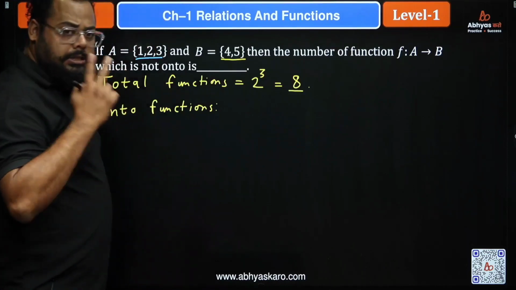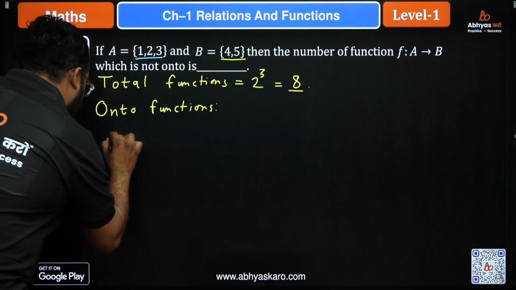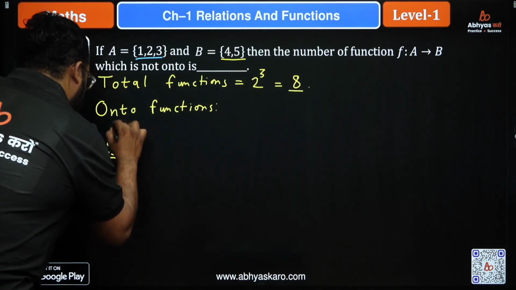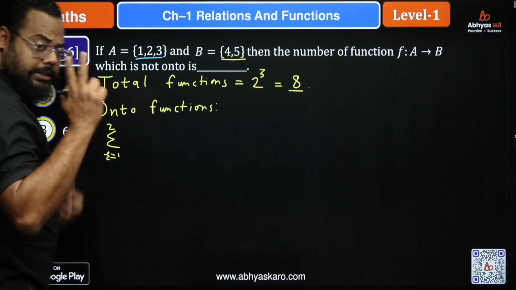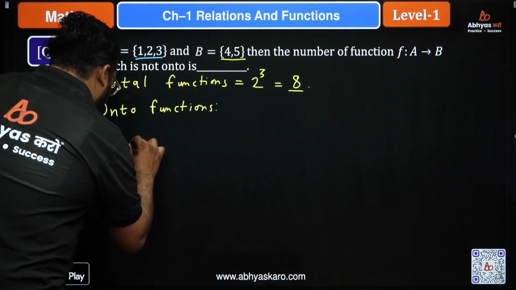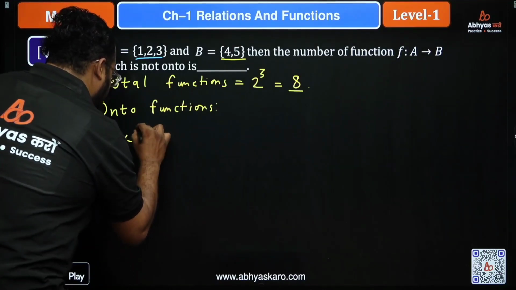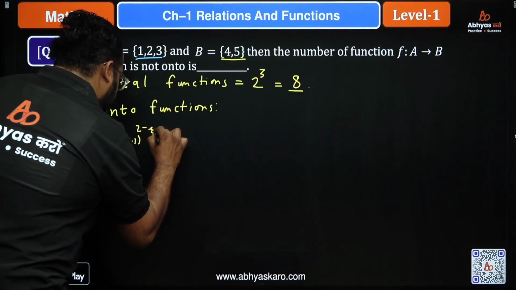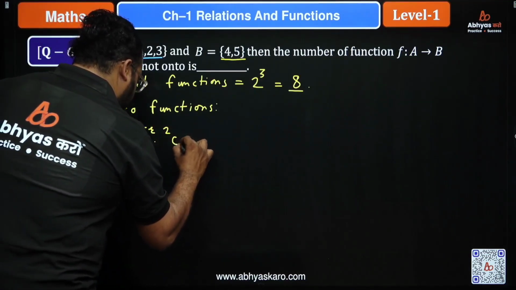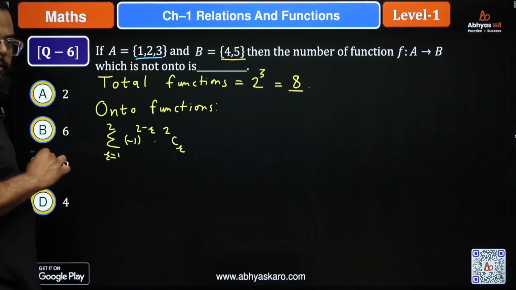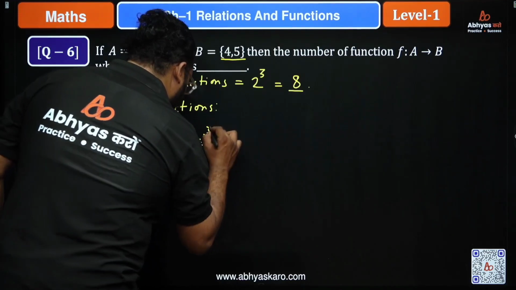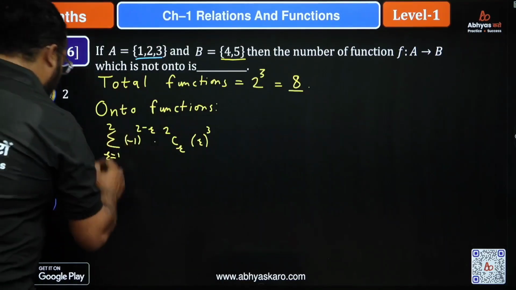कोडोमेन में कितने एलिमेंट्स है, 2 एलिमेंट्स है. So my formula suggests summation r goes from 1 to 2. 2 एलिमेंट्स है कोडोमेन में, तो r goes from 1 to 2, (-1) whole raised to 2 minus r, multiplied by 2Cr, multiplied by r cube. Okay, now let's go for it.